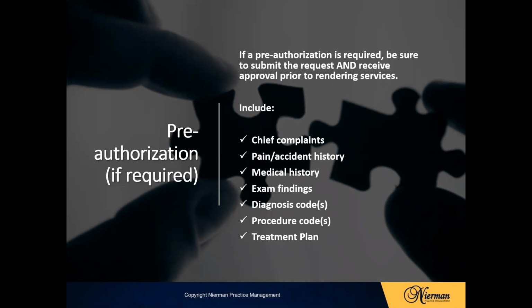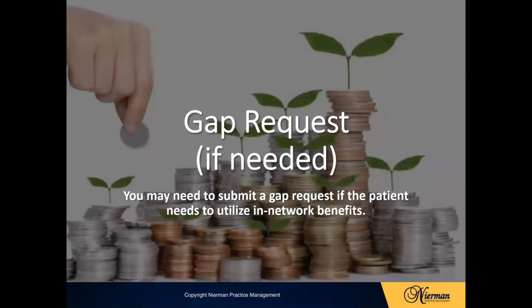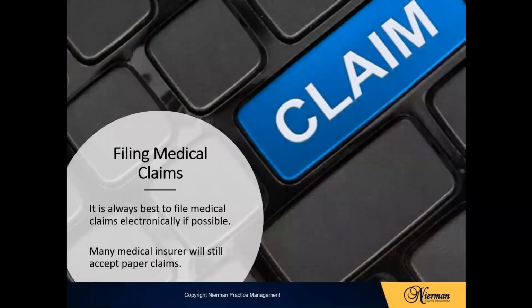And in that report, there'll be the chief complaints, if there's any pain, the history of the pain, any accident history, medical history, exam findings, your diagnosis codes, procedure codes, and your treatment plan. And again, that's where on that benefit check you can also say, okay, we want to see if the patient can use their in-network benefits. That's when you're going to ask that as well.